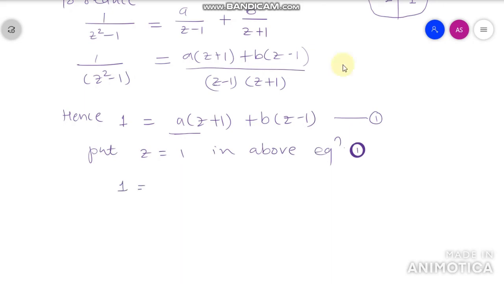So 1 equal to, because LHS is independent of z, hence there is no change in LHS, 1 equal to a into 1 plus 1 plus b into 1 minus 1. That will vanish because it goes to 0. Therefore 1 equal to a into 2. Therefore a is equal to 1 upon 2.